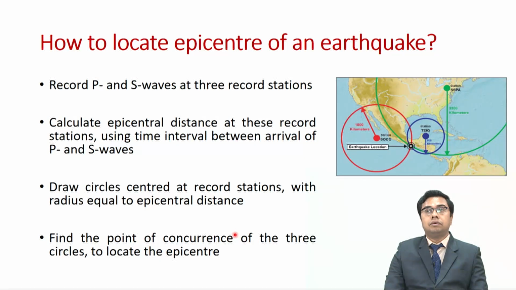At times it may happen that one of your record stations is located in a shear wave shadow zone where your S waves are not reaching. So you will not be able to use data from that record station because you don't know the time interval between arrival of P and S wave at that record station.